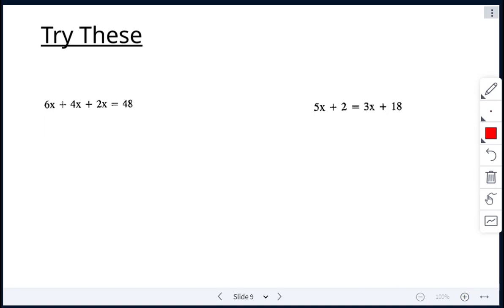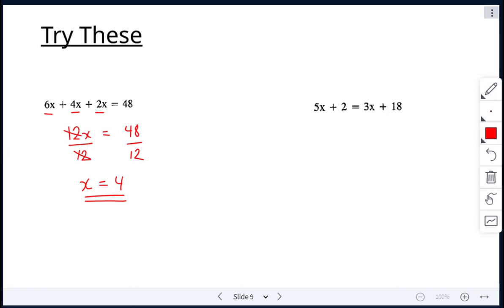All right, so for this example, we had 6x plus 4x plus 2x. It's all on the left-hand side of the equation, so we can collect and combine those like terms together. So 6x plus 4x plus 2x gives me 12x equals 48. So now it just looks like a type 1 equation. It's 12 times x equals 48, so the opposite of that would be to divide. Divide both sides by 12, and that leaves me with x is equal to 4.